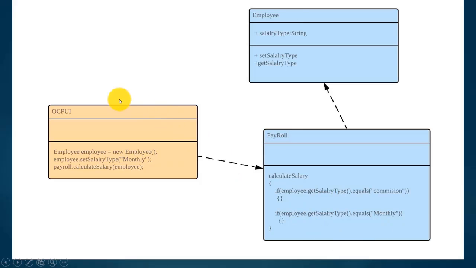And there is a payroll UI, which is the UI class, OCP UI. This class is the invocation point of the application, and it calls the calculate salary method on the payroll class. As mentioned earlier, the application is a fairly simple one.